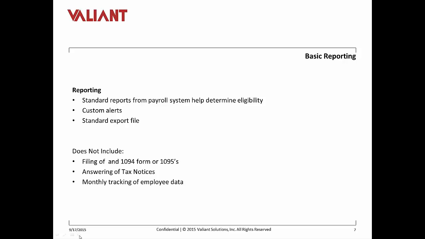The custom alerts are fully customizable, and they are set up to be initiated according to payroll events. So those payroll events would be when you finalize your payroll, you could have an alert that would tell you this employee was over 30 hours this week, which will help you monitor your variable employees to ensure that you're offering them benefits when it's required.